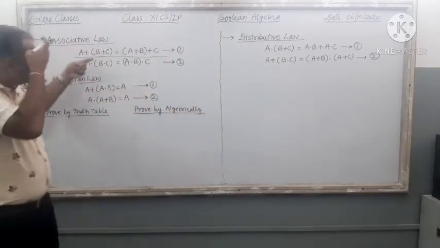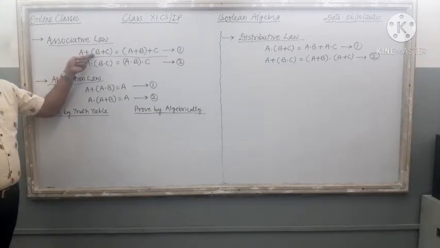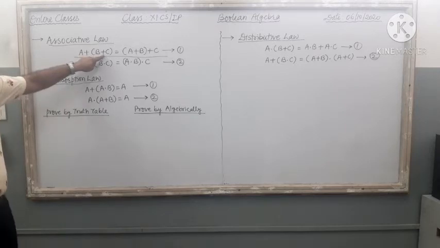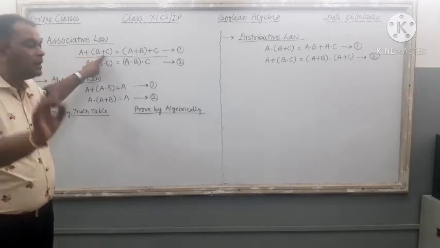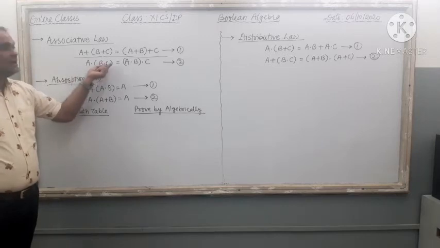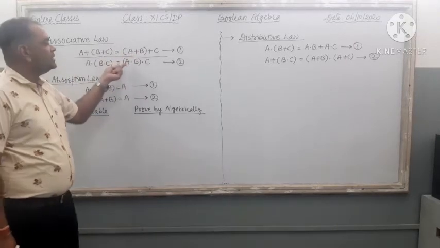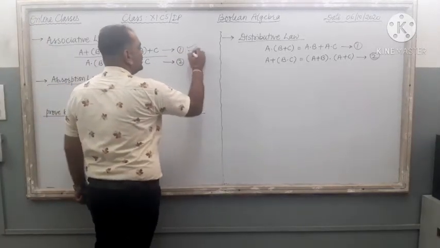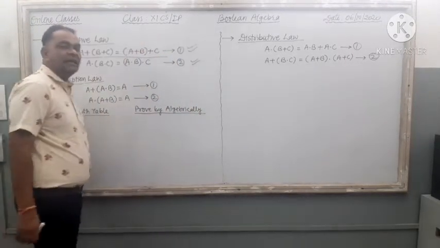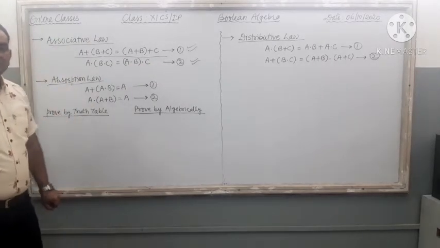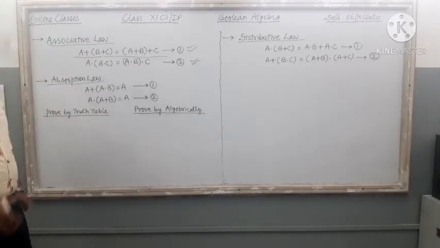Right? So here, if we want to convert the dual of this law, put dot instead of plus, so it is A dot B dot C equal to A dot B dot C. Means if it is true, then the dual of this equation is also true, and it is known as the second law of Boolean algebra, right? According to the principle of duality.